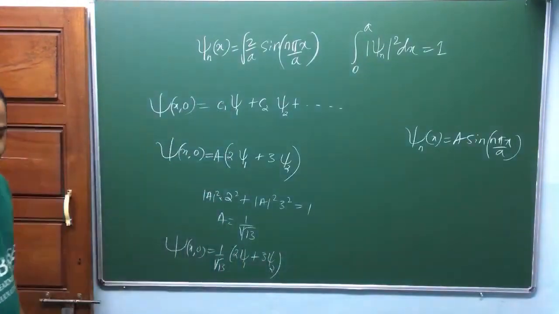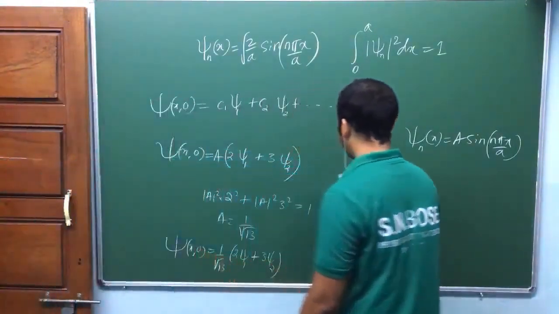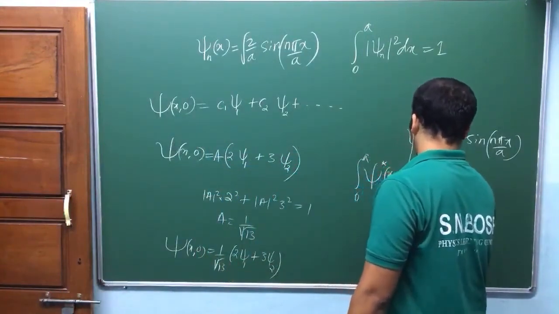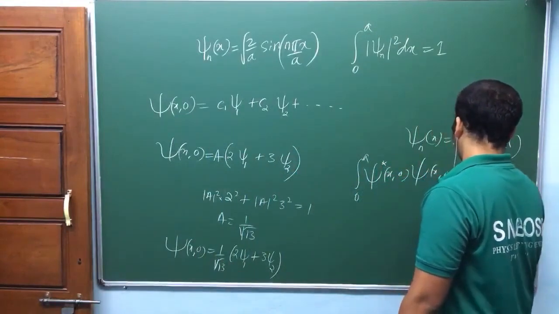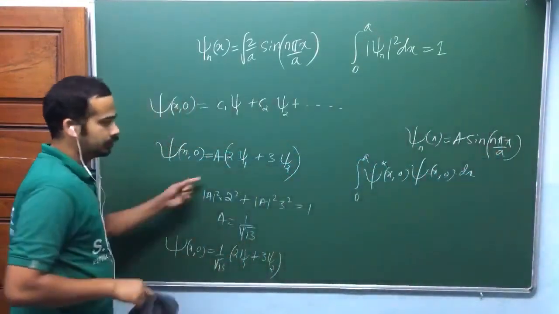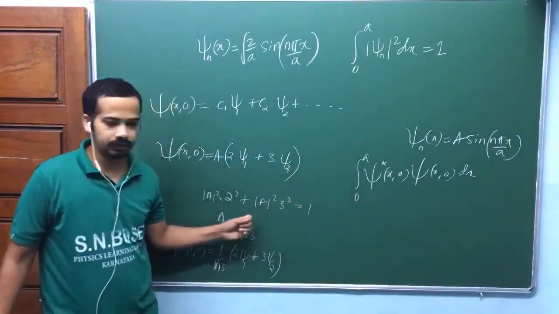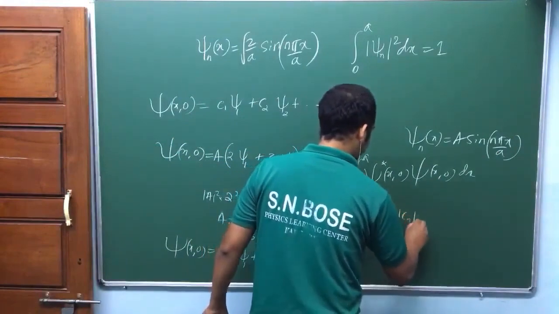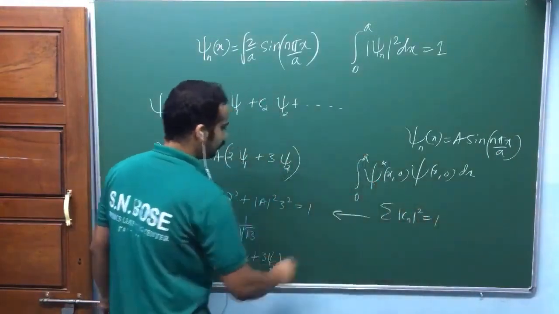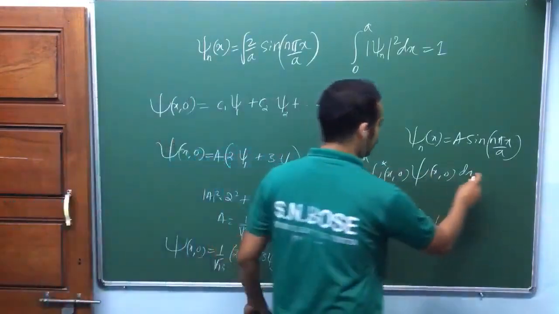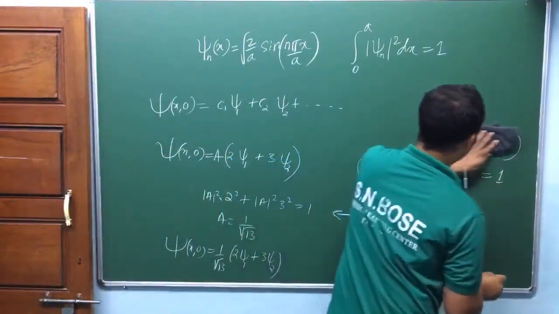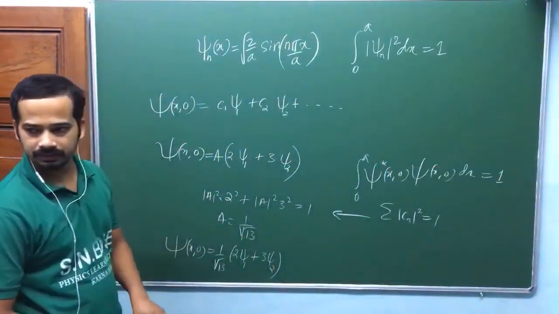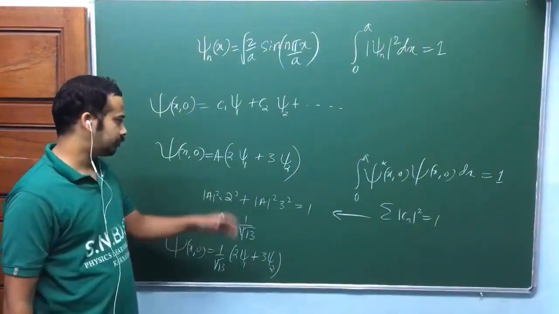Now again, there is another way of normalizing this one: integral from 0 to a of psi star x comma 0 into psi x comma 0 dx, or mod psi square. But that is equivalent to this one, that's what I have shown. Am I right? So this is nothing but summation over mod cn square equal to 1. We have another way of normalizing: integrate and equate that one to 1. But that's quite unnecessary. Am I right? It will contain product terms, everything. I think product terms you can avoid.